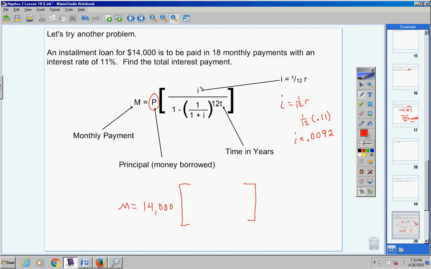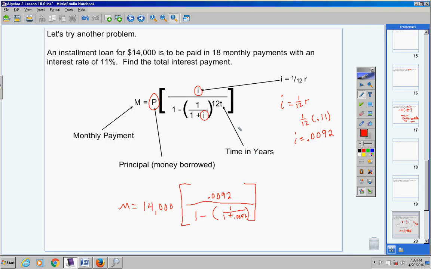So when I come over here, I see an I up here, right here, so I'll put a fraction, and I'm going to put 0.0092. Then down here I see an I right here, so I have 1 minus 1 over 1 plus 0.0092. All of that to the, look at this, 12t power. T is time in years.